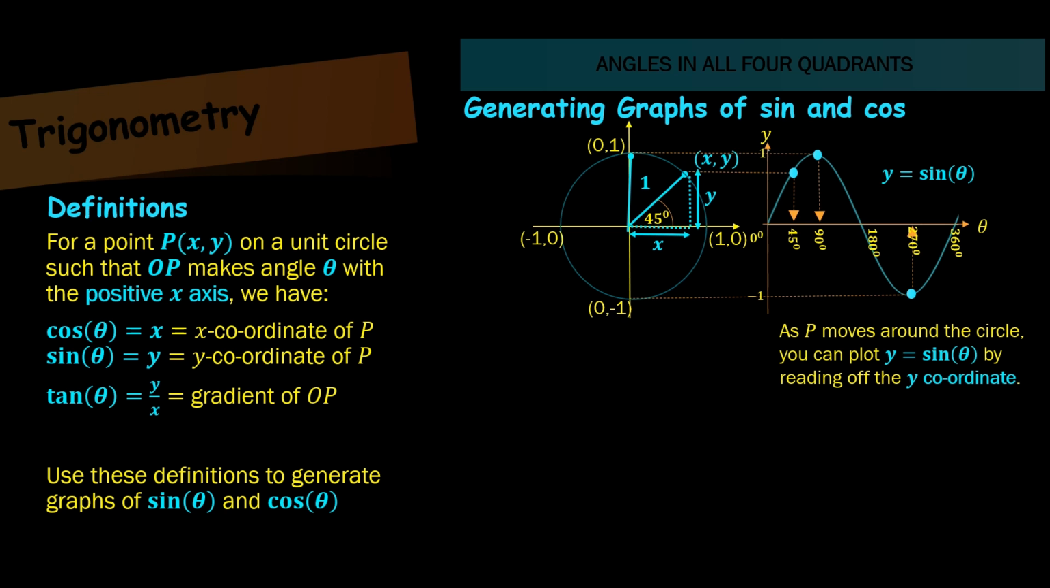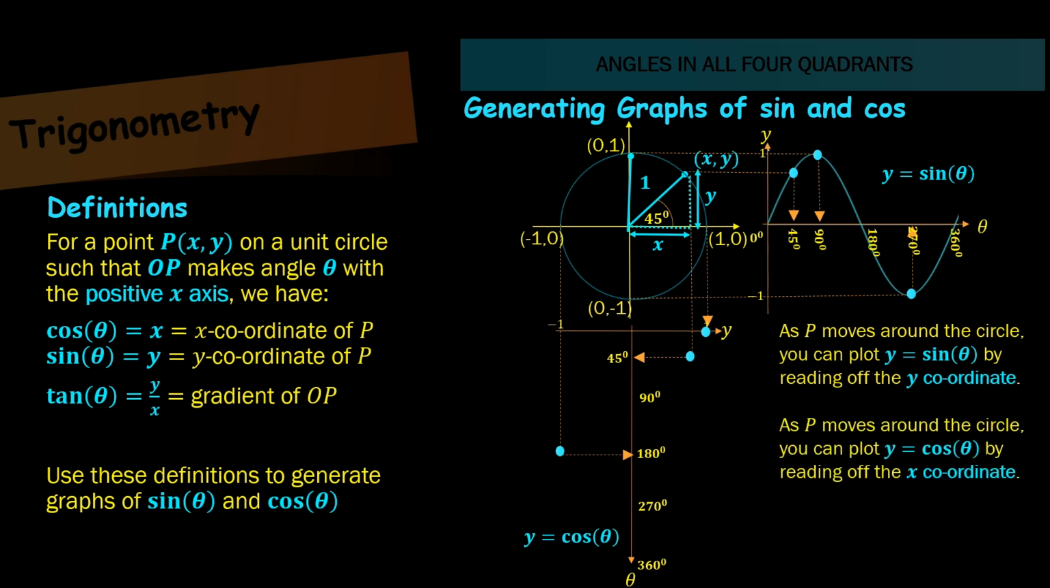What about cos theta? This time we have the x and y axes as shown. So 45 degrees corresponds to the value here. Next, we have 0 degrees as shown. And now 180 degrees. And we've plotted the points, as you can see. As P moves around the circle, you can plot y equals cos theta by reading off the x-coordinate, as shown.